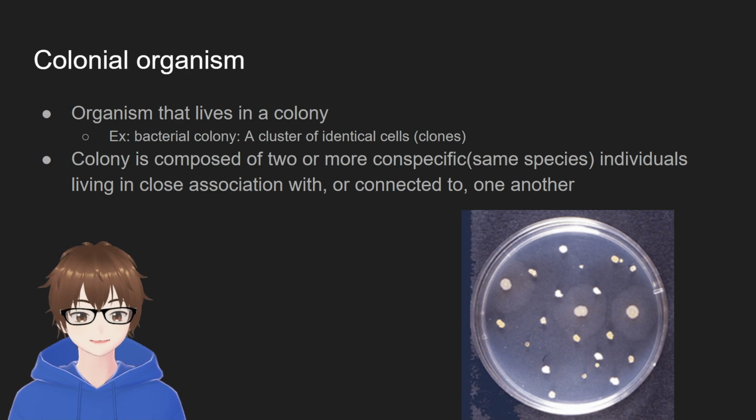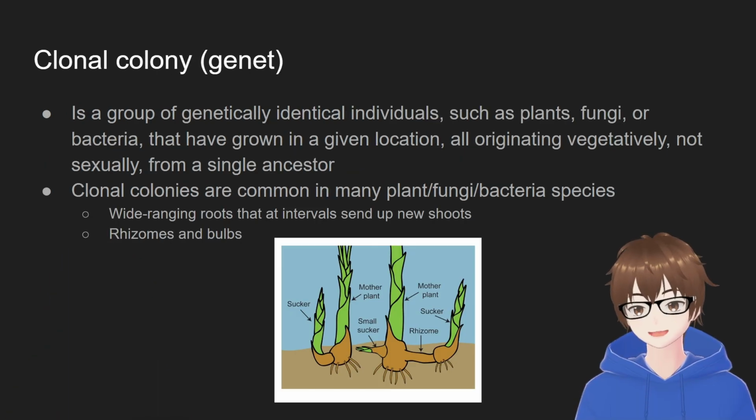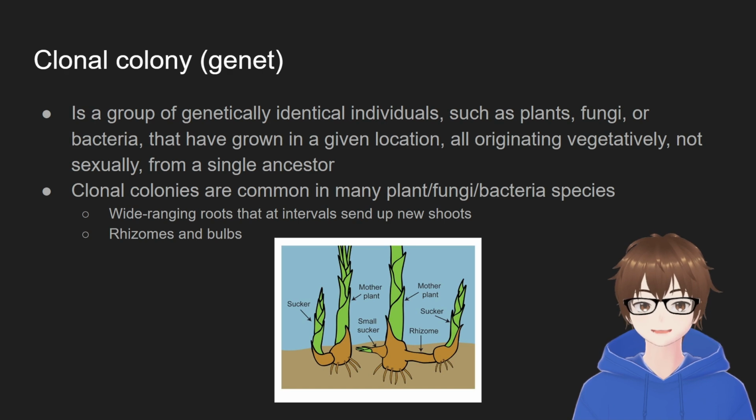A colony is composed of two or more individuals of the same species living in close association with, or possibly connected to, one another. So a colonial colony, like Siphonophores are, is a group of genetically identical individuals, such as plants, fungi, or bacteria, that are grown in a given location and from a single ancestor. And colonial colonies are common in many plants, fungi, and bacteria species, like I said before. Plants especially, because of wide-ranging roots that have intervals that shoot up shoots, and rhizomes and bulbs.